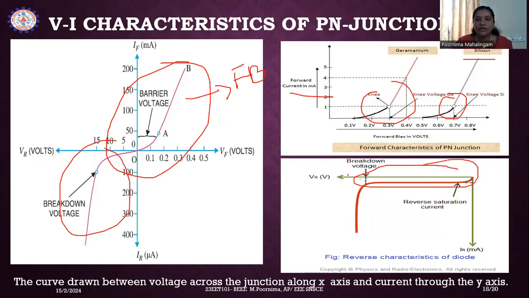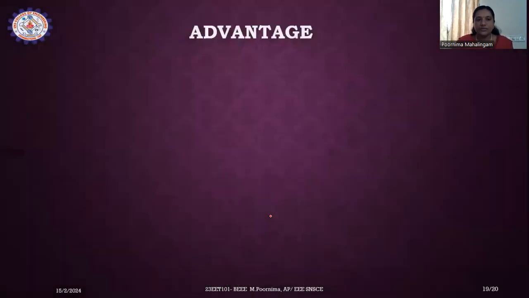Here there is a minute amount of reverse saturation current. After that, it breaks through. This breakdown is known as avalanche breakdown. We can discuss this in upcoming classes.